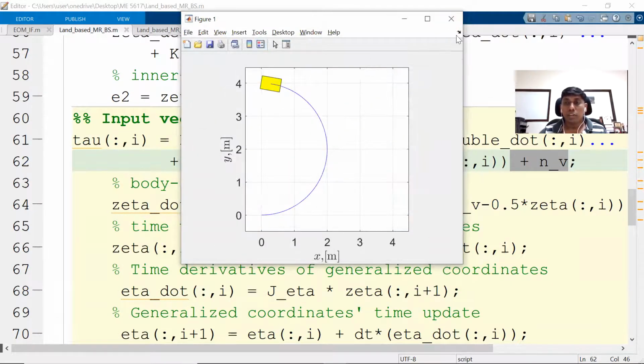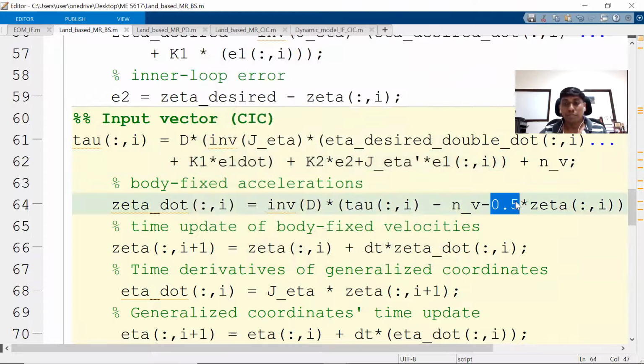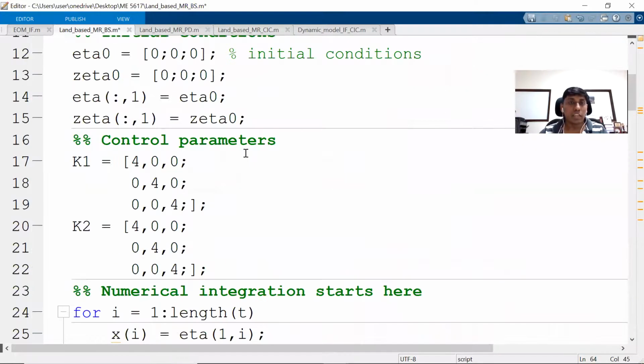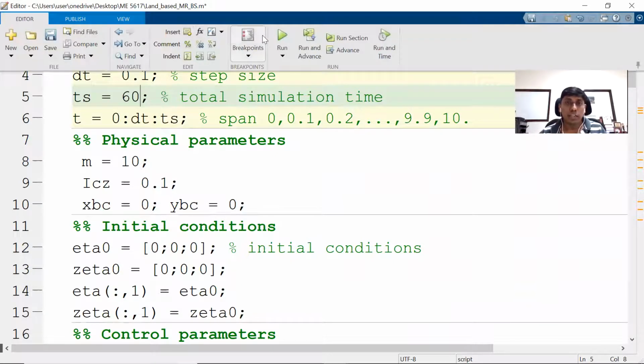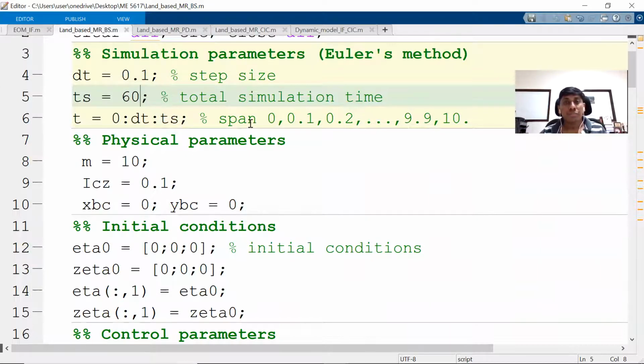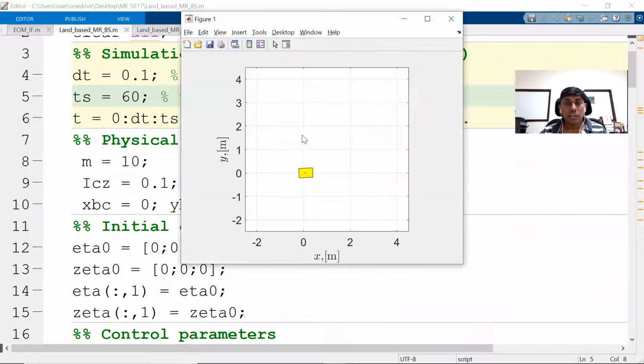Now if I even ignore the friction, where I ignore the viscous friction I considered, and run for a little longer duration, almost a full circle, I just wanted to show. Then you can see that it is trying to follow. So this is the way we can understand backstepping and other things. I hope you are clear on this particular part.